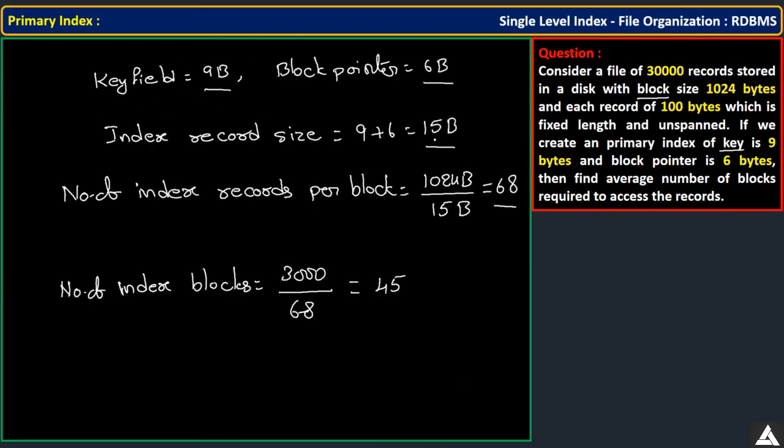If one index record takes 15 bytes, then how many index records can you place in one block? That is 68. So in one block, you can place 68 index records. So the total blocks required for placing these 3000 index records is 45. This is the thing we have to find finally.